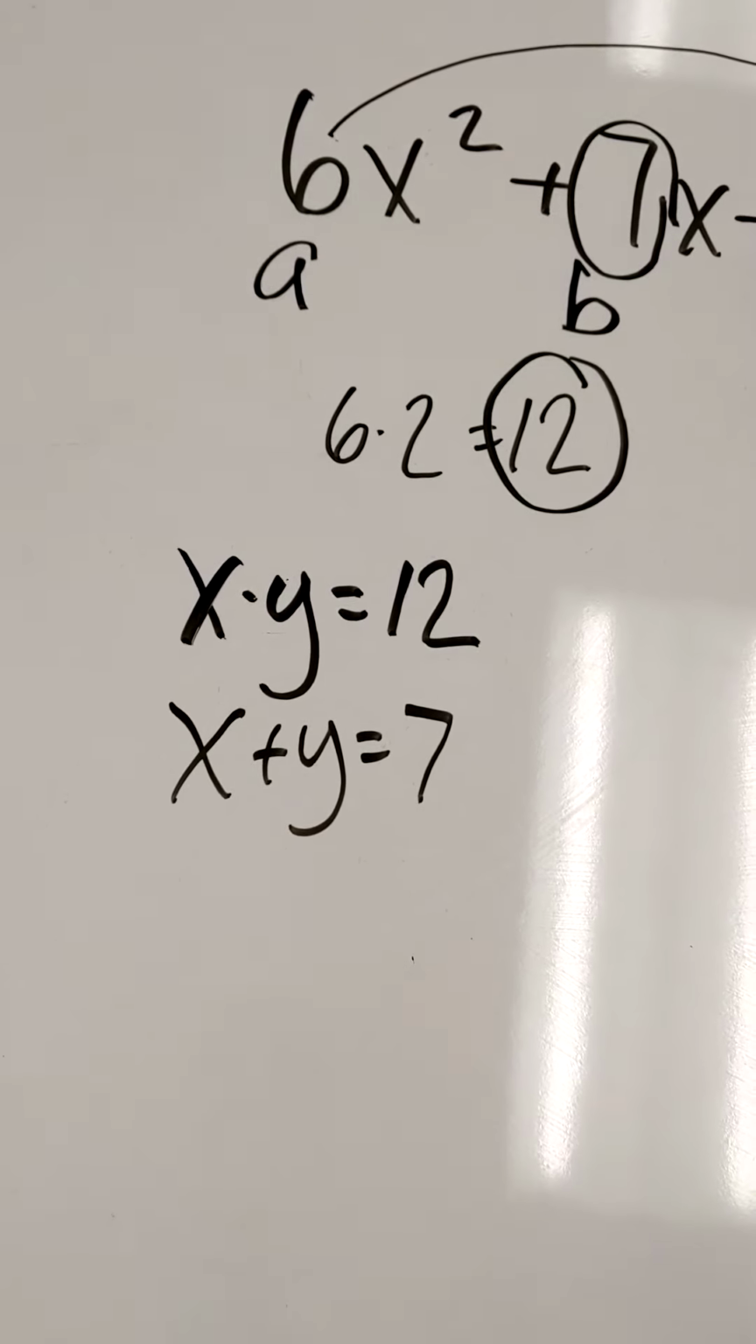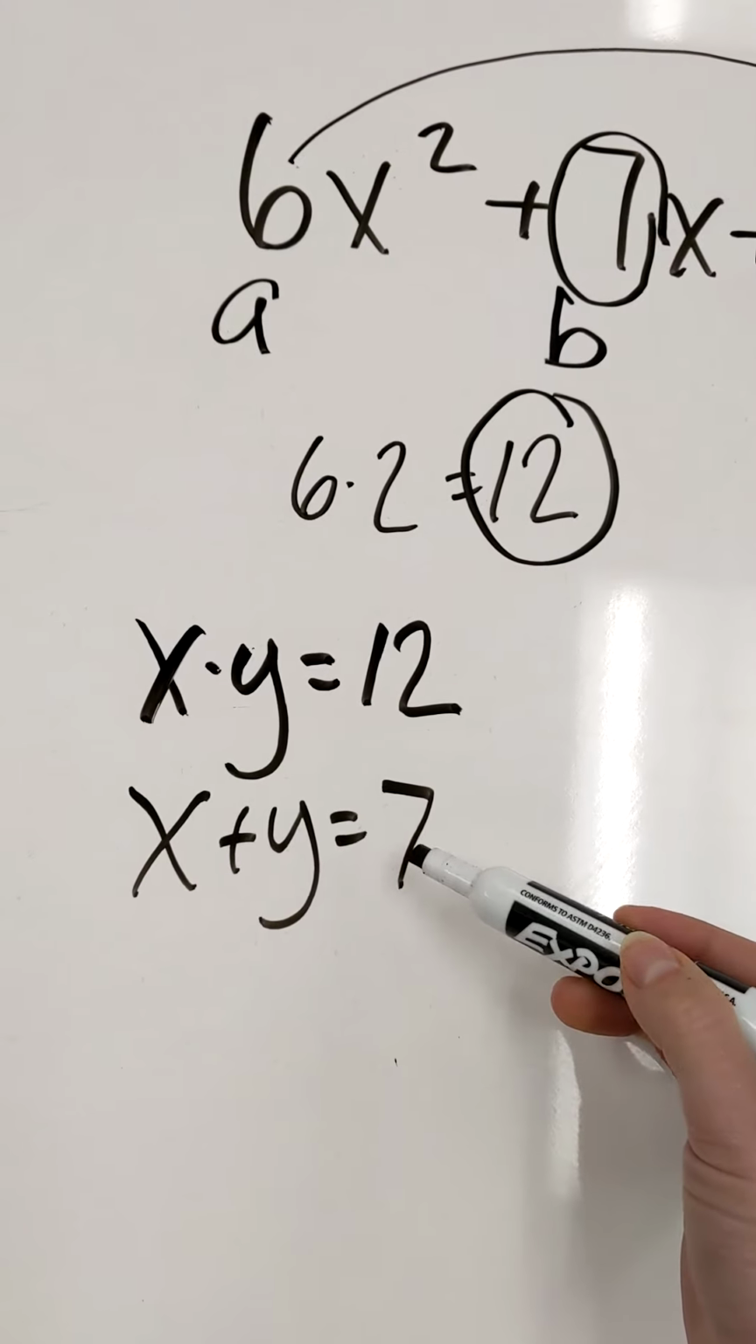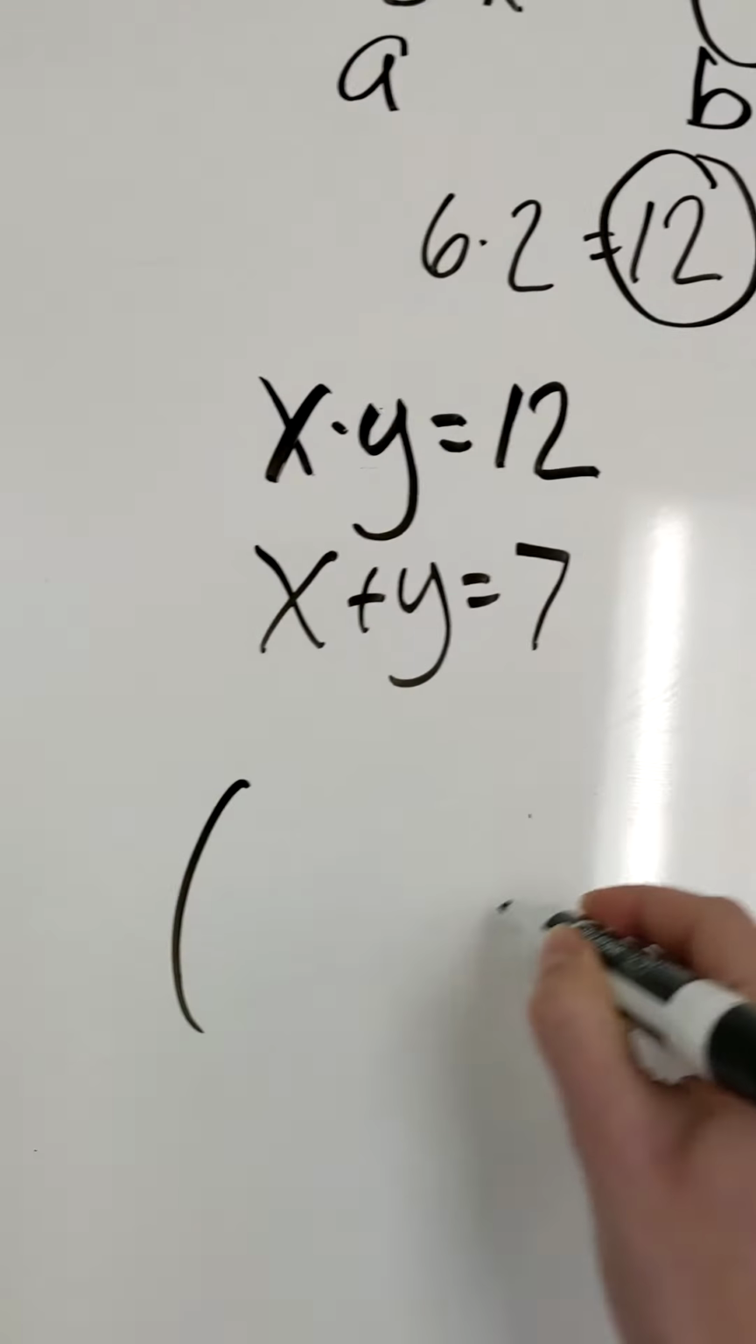Alright, hopefully you got your two numbers. Should be 3 and 4. 3 times 4 is 12. 3 plus 4 is 7. So, we're going to set up two sets of parentheses.